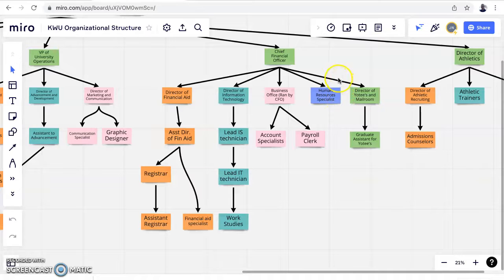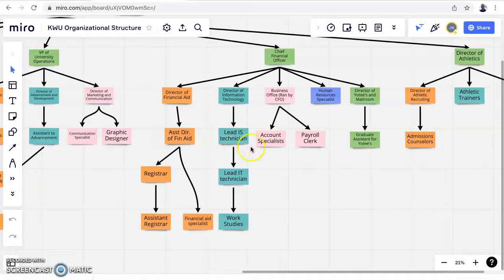Moving on, we got the financial officer. Our financial officer deals with more departments really than anybody else. She's got financial aid. We have a director for that, followed by an assistant director of financial aid. And below the assistant director, we have sort of two groups, the registrars and assistant registrar, and then the financial aid specialist.